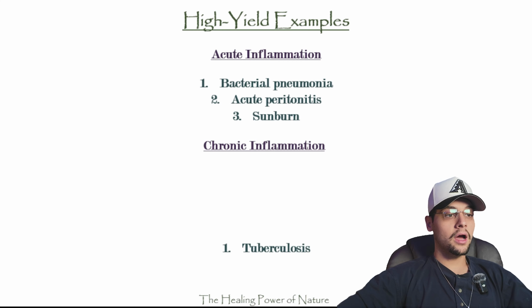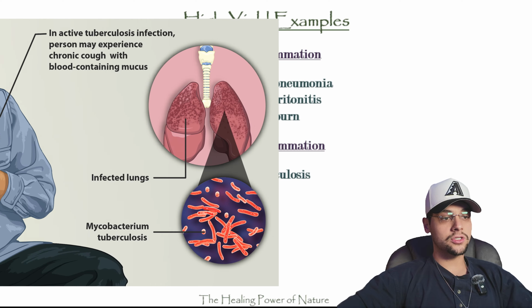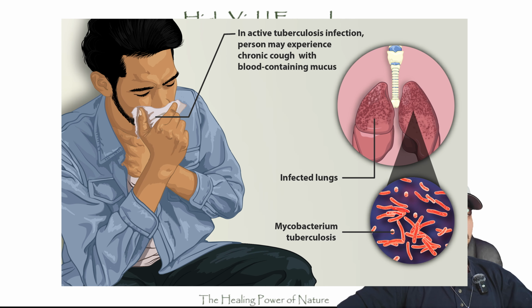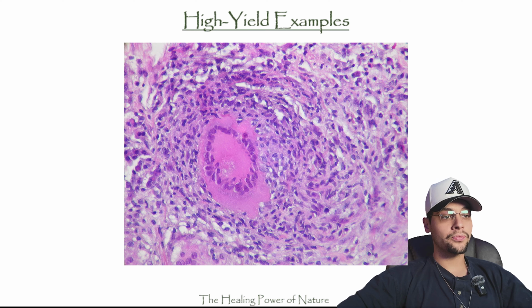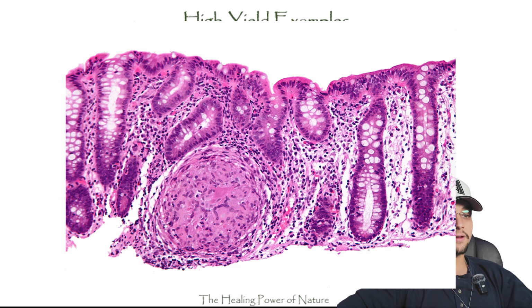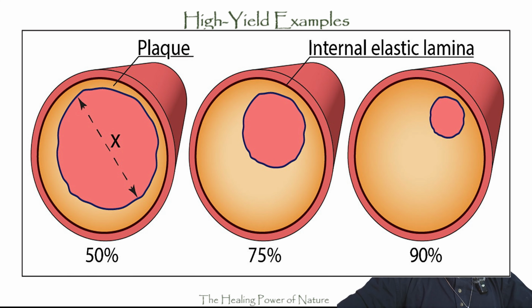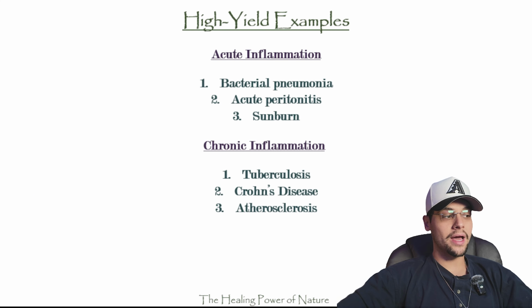Chronic inflammation. A common example will be tuberculosis, or TB. It's a persistent Mycobacterium tuberculosis infection leading to granuloma formation. Crohn's disease, chronic inflammation of the GI tract with lymphocyte infiltration and fibrosis. Atherosclerosis, chronic low-grade vascular inflammation due to lipid accumulation and immune activation.